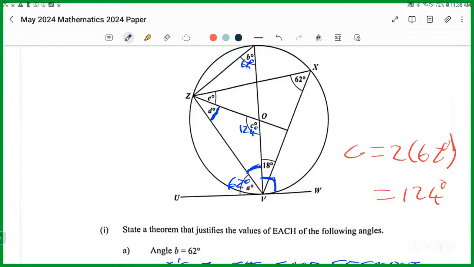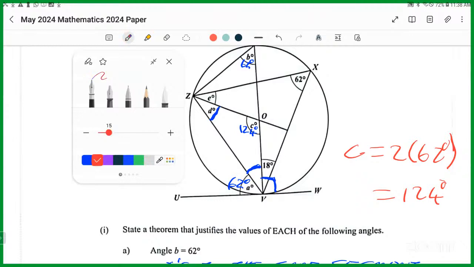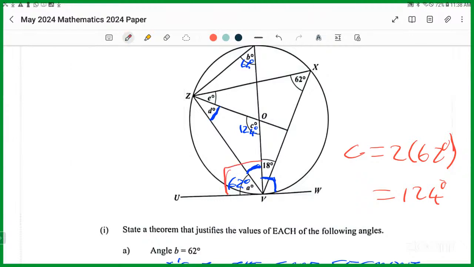We know that this angle is 90 degrees, because it is the angle between this tangent and this radius. And this part of the 90 degrees is 62. So this remaining piece inside here will be 90 degrees minus 62, which will be 28 degrees. So those two angles are equal, which means D is also equal to 28 degrees. That's one way.